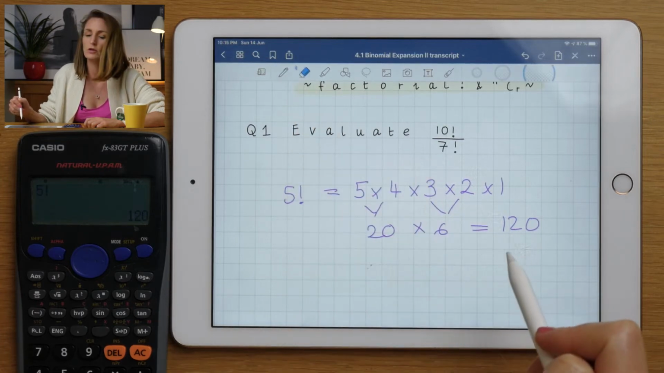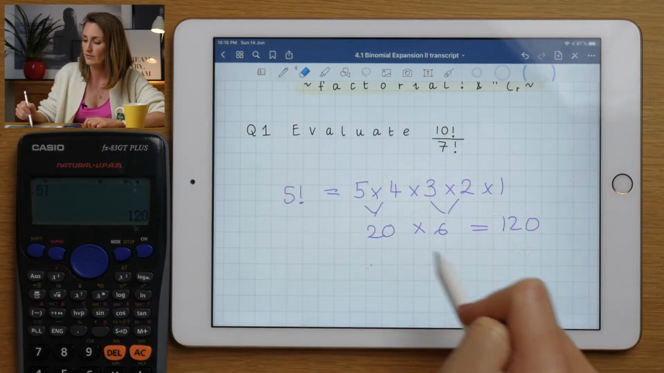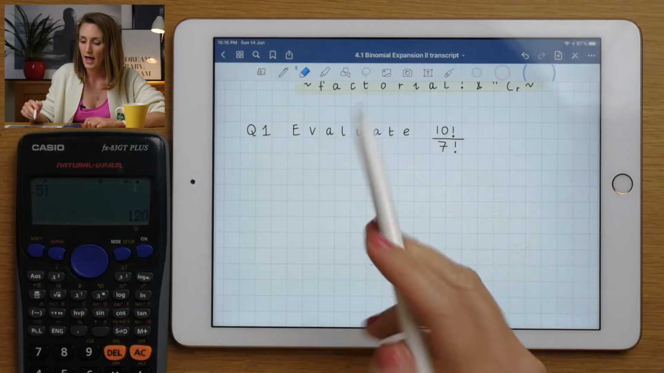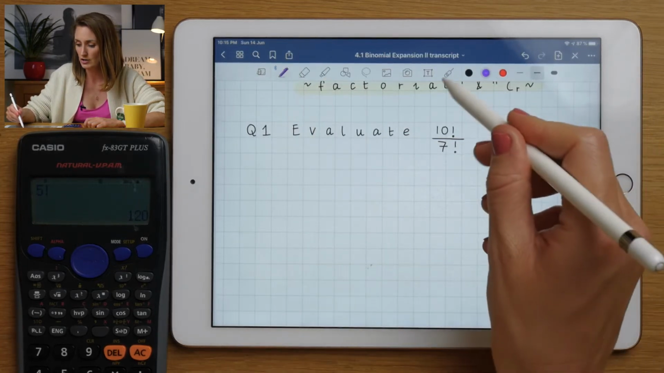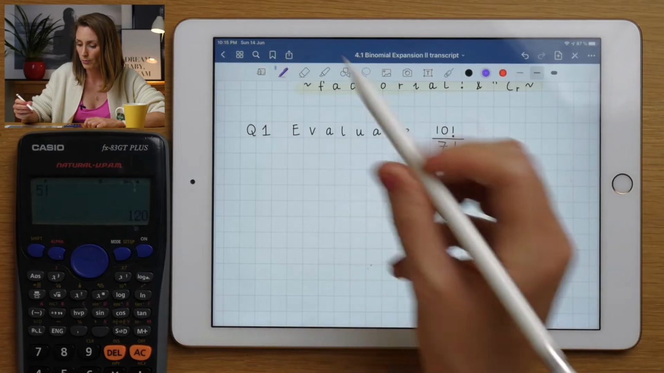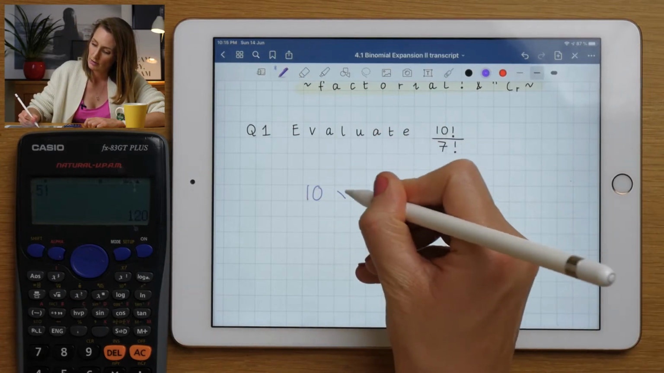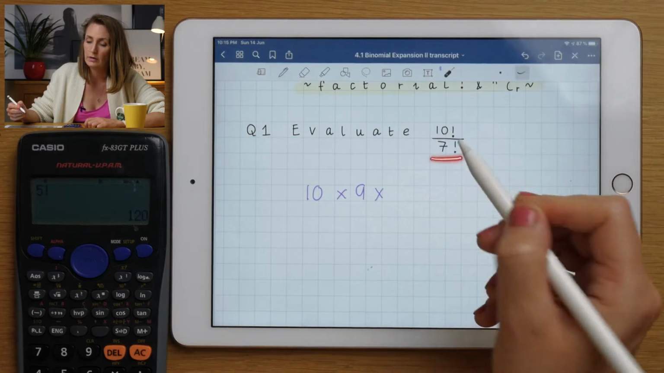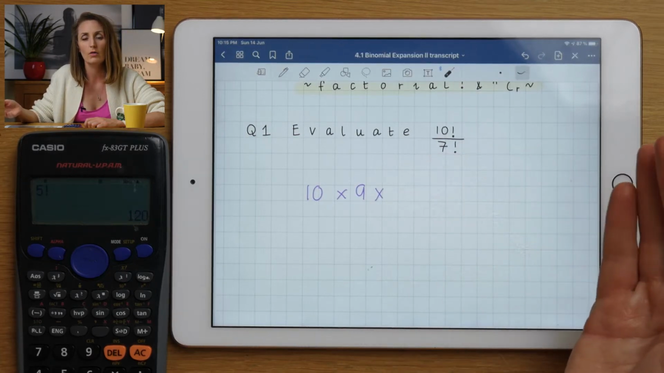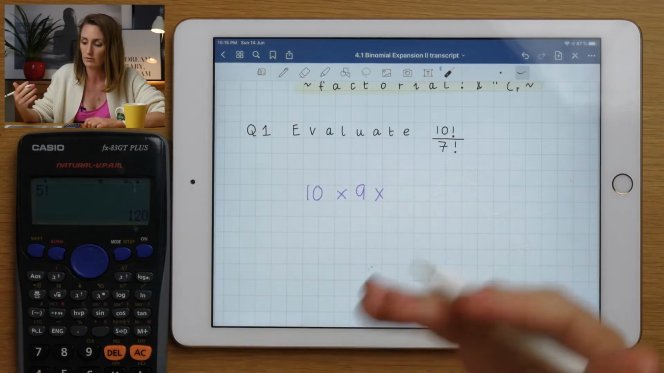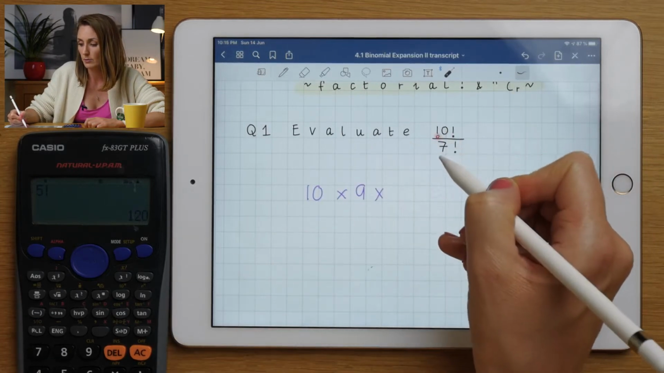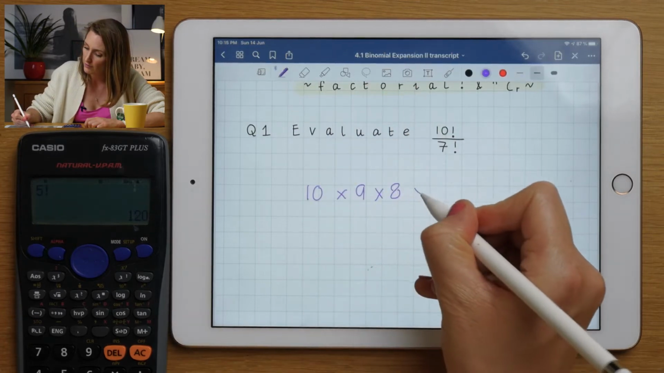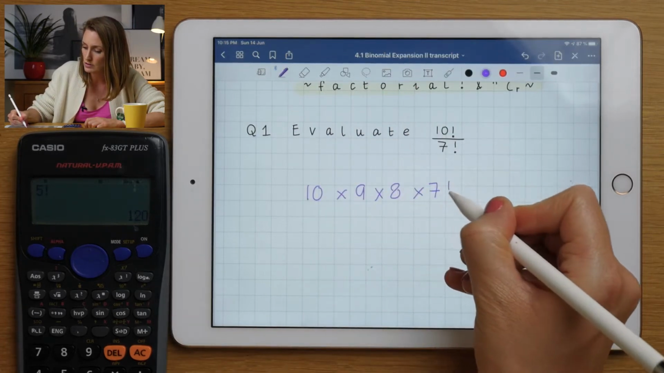Now, it's important that you know how to simplify fractions that contain factorials. And this is my tip. If your fraction contains a factorial, open up the top factorial as far as the lower. By lower, I don't mean the number on the bottom, I mean whichever one is the smaller factorial. So 10 is bigger than 7, so I'm going to open up 10 until I get to 7, then I'm going to stop.